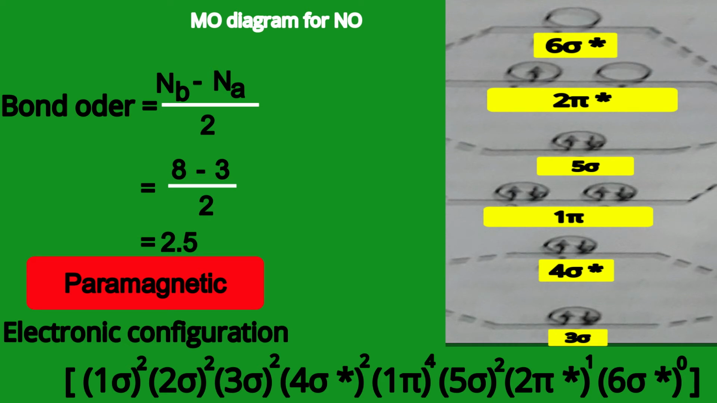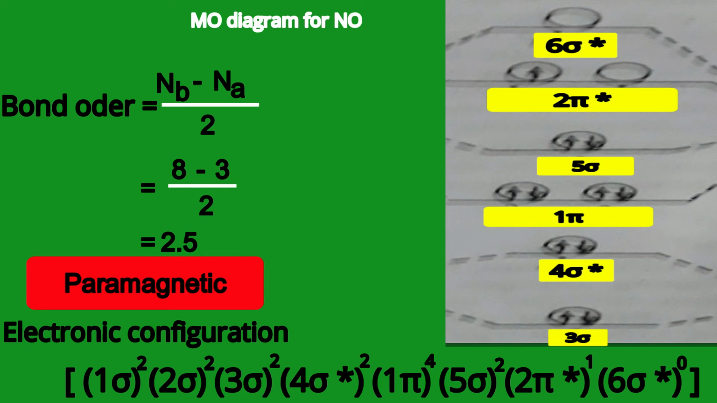Actual bonding and anti-bonding chemistry starts from 3 sigma. 3 sigma is the first bonding orbital, which has 2 electrons. 4 sigma star, the first antibonding orbital, has 2 electrons. Then 1 pi set, bonding orbital, 4 electrons. 5 sigma bonding orbital, 2 electrons. 2 pi star set, antibonding orbitals, 1 electron. And 6 sigma star, no electrons.